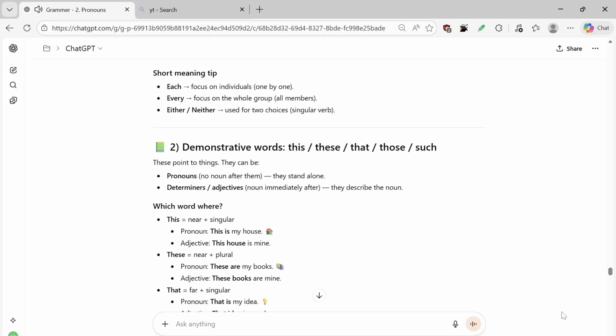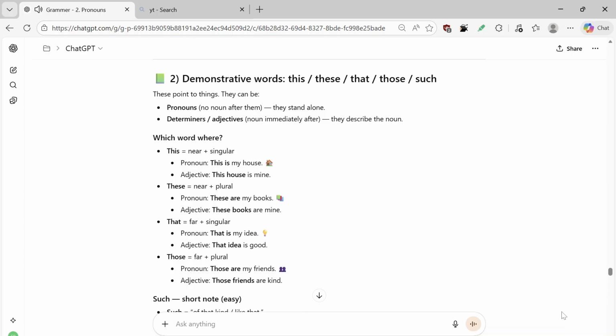Number 2, demonstrative words: this, these, that, those, such. These point to things. They can be pronouns, with no noun after them, standing alone. Or determiners, also called adjectives, with a noun immediately after, describing the noun. Which word where? This equals near and singular. Pronoun: this is my house. Adjective: this house is mine.